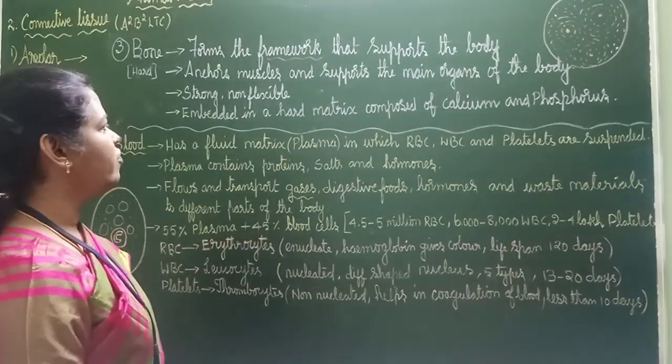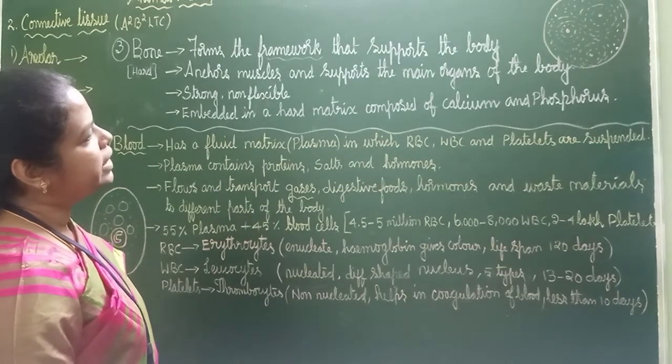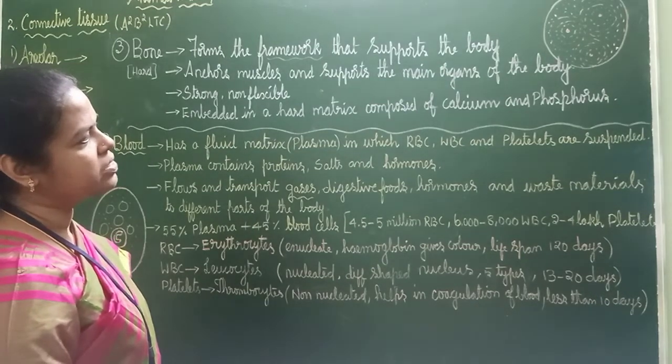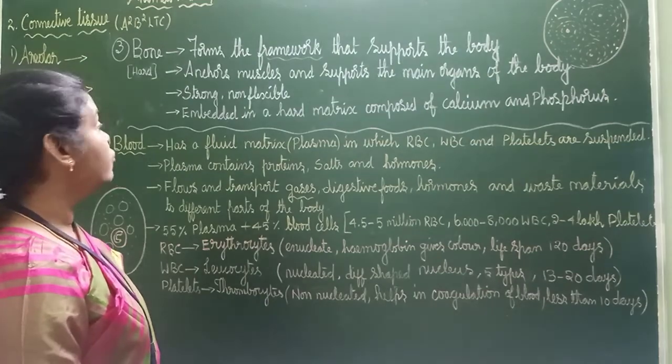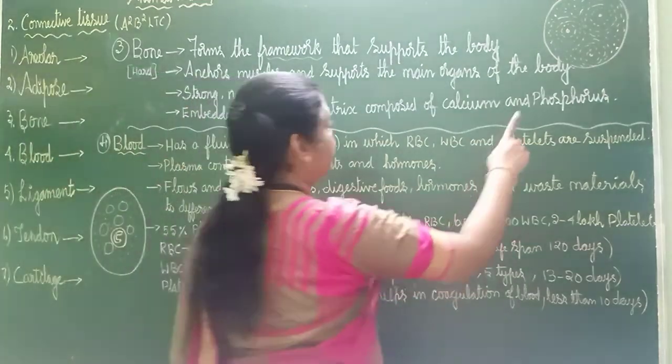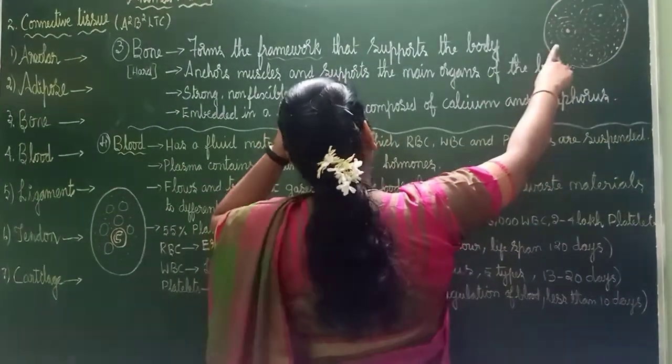So it is strong and non-flexible. It is embedded in a hard matrix. It is composed of calcium and phosphorus. See, the diagram will be like this. It is embedded in a hard matrix.